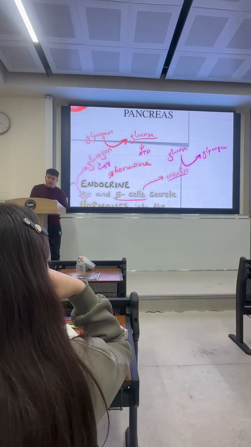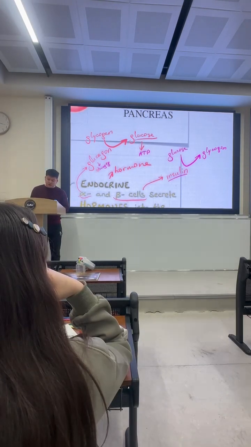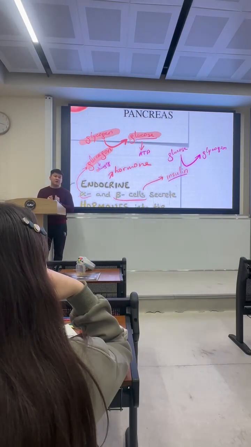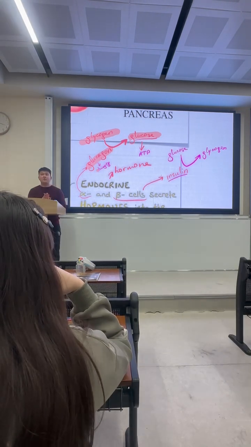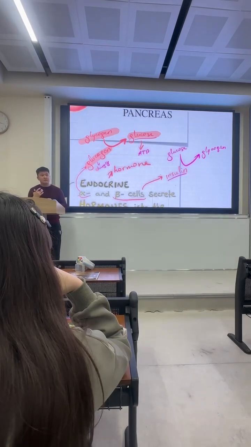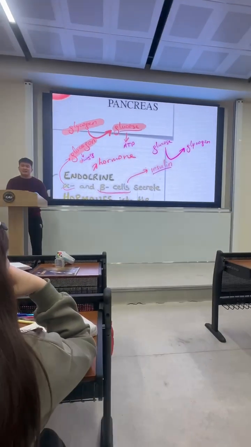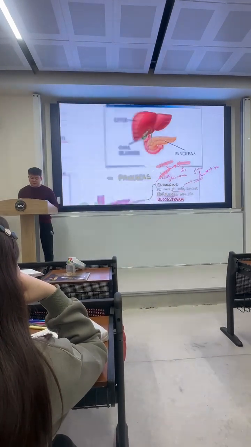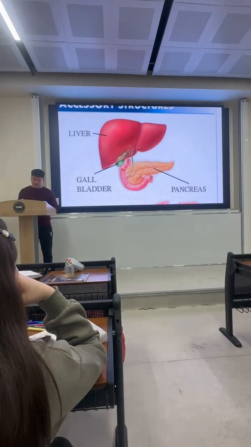Now you know the differences between glucagon, glycogen, and glucose. They all start with G, but do not confuse them. Insulin is released from beta cells, and glucagon is released from alpha cells. This is about the pancreas.